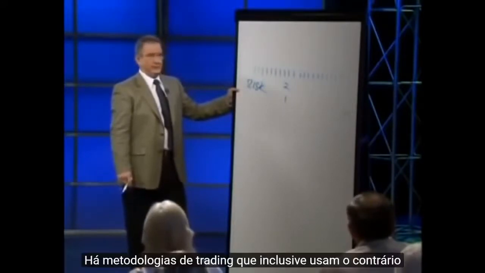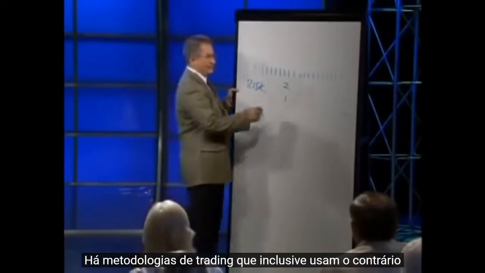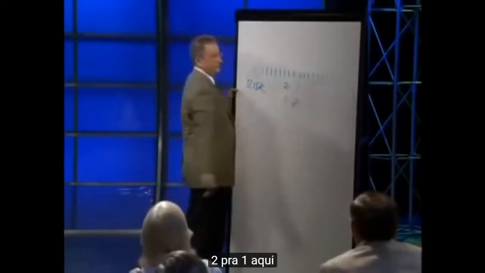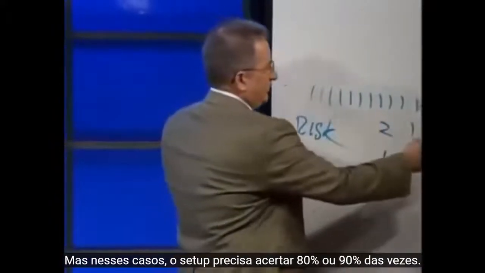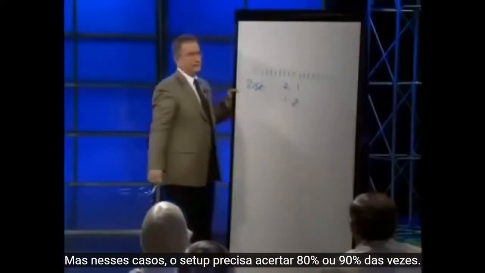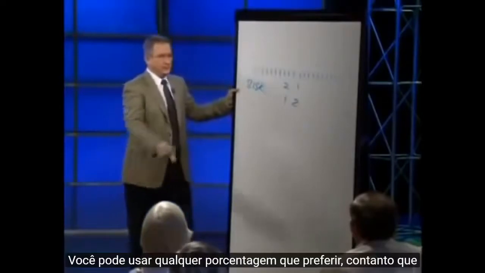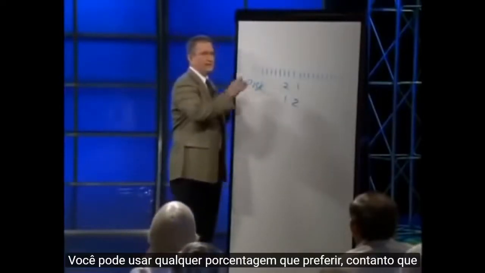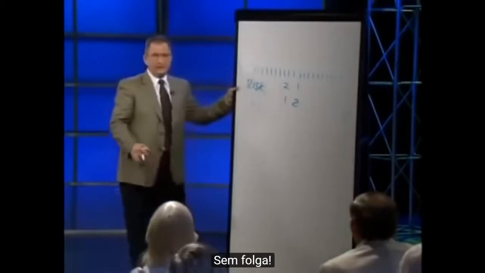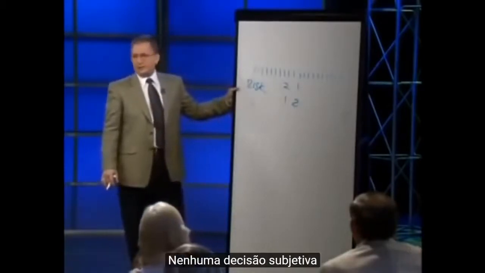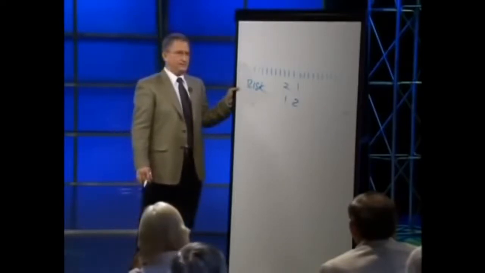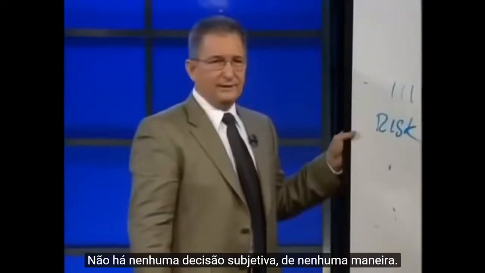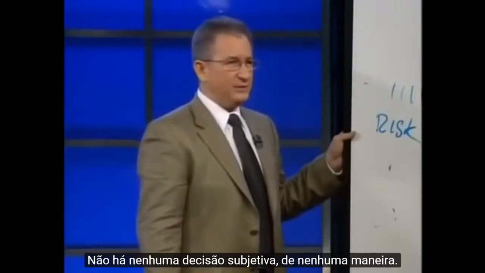There are trading methodologies that can be even the opposite. You can even go 2 to 1 here, meaning you can risk 2 to get 1, but in these cases the trade has to be 80 or 90% correct. You can do it any percentage as you want as long as it is fixed. There is no wiggle room. There is no subjective decision making whatsoever. Am I really clear about this? There is no subjective decision making whatsoever.